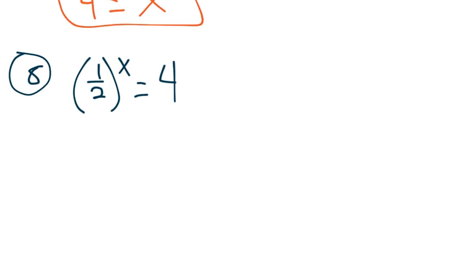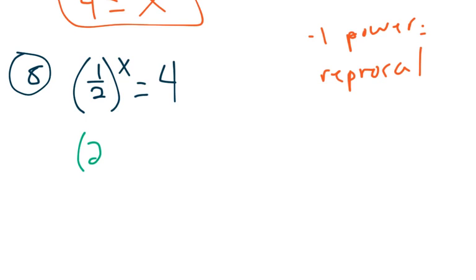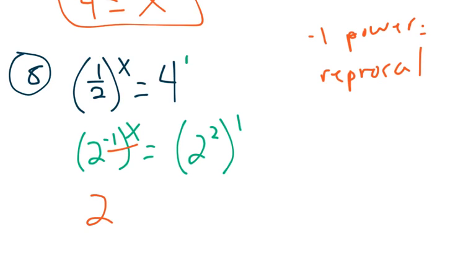Because if you remember, the negative first power, negative 1 power, means reciprocal, which means flip the fraction over. So the reciprocal of 1/2 would be 2, which means we're going to make this 2 to the negative first power to the x power. 4 is 2 squared, so 2 to the second, and then to the first power. Again, multiply your exponents. Negative 1 times x is negative x, is equal to 2 times 1, which is still 2, so 2 squared.